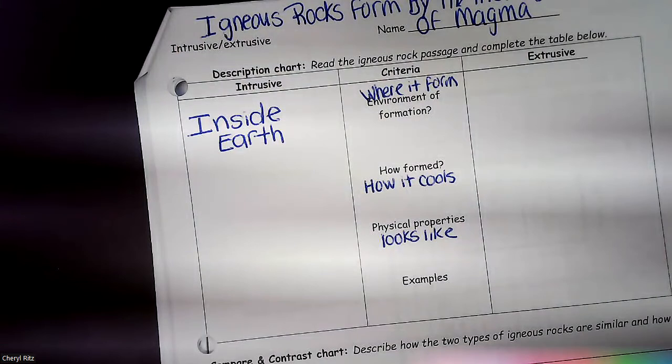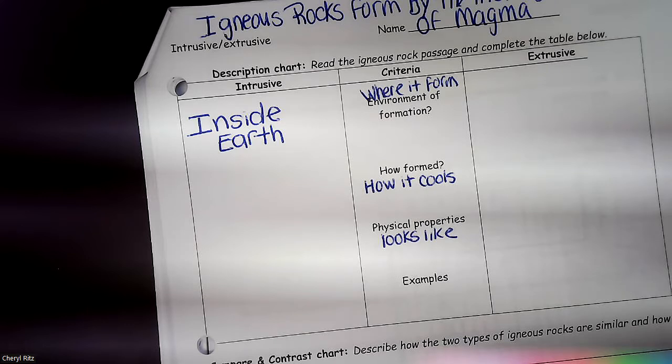If you have more than that, does anybody want an eraser or some white out to change that? Why do you say cool when it's supposed to be where it comes from? I'm telling you that they cool, and I didn't write that, but where do they cool? Inside Earth.